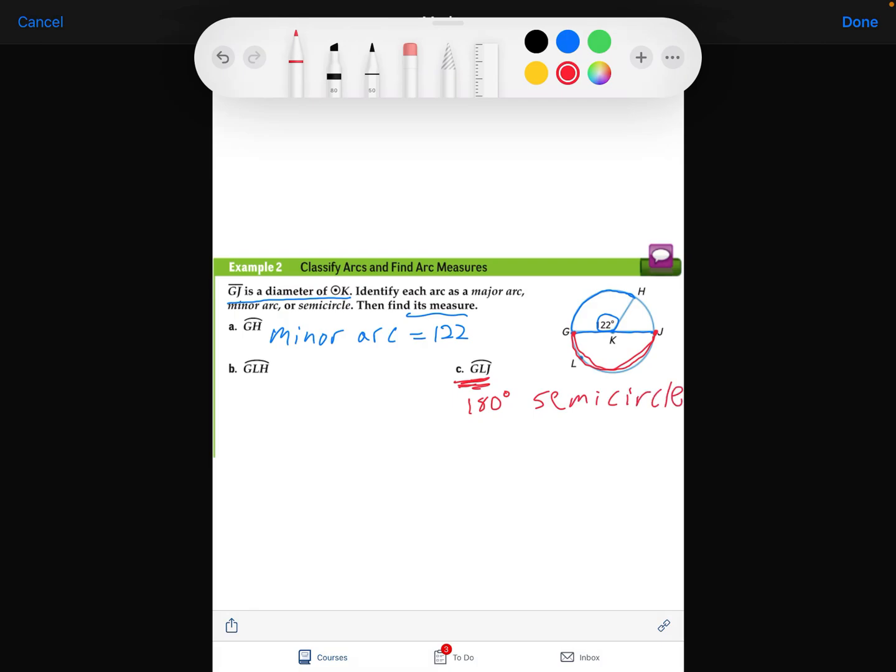Now let's look at GLH. So GLH goes all the way over here. GLH is the bigger portion, so it's more than the semicircle, greater than 180 degrees. So it's going to be 360, the entire circle, minus this part here, so minus 122, and that gives us 238. Because its degrees are greater than 180, it's considered a major arc.